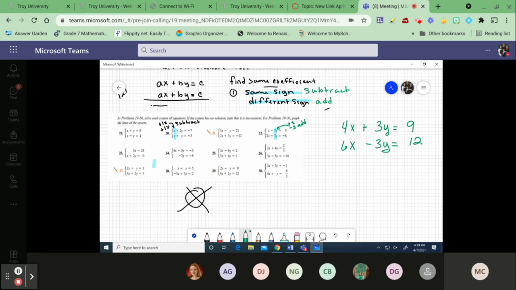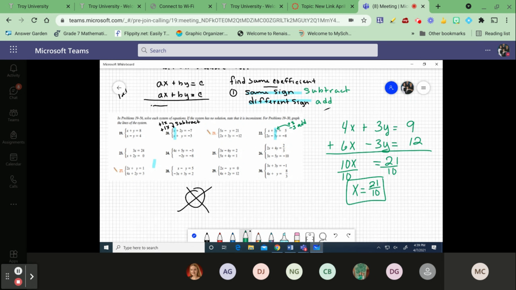Add or subtract? Right? Because those signs are different. So I would get, oh, and I was subtracting. So I would get 10x is equal to 21, yes? Now we got to divide that by 10, and x is equal to 21 over 10. Oh, this is going to be ugly. Why didn't y'all stop me? Did we get 21 over 10?